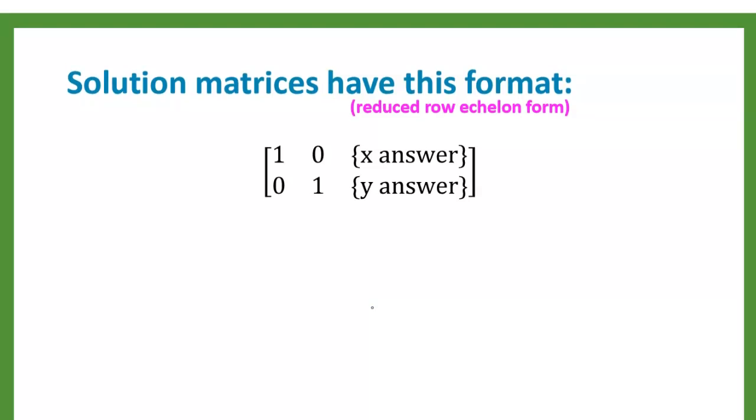Now this is generally what solution matrices look like. They have 1s on the diagonal, and then there will be an extra column here with the value of the x, the value of the y. And then there are zeros otherwise. This is a fancy term called reduced row echelon form. You don't need to worry too much about what that means, except that means there are 1s on the diagonal, and we have this additional column with the variable answers.